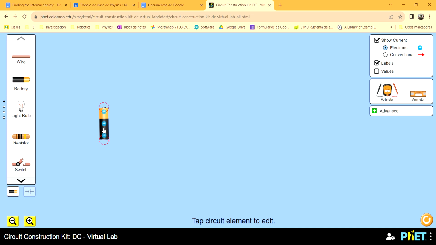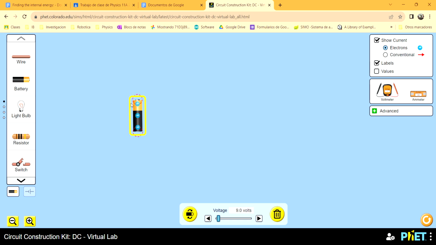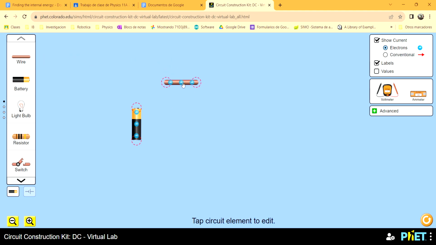So, if you see, every electric component has two pins, one positive pin and one negative pin. That will show the direction of the electrons, and will create the movement of the electrons. So the wires help us to transport the electrons so they can reach the other components.